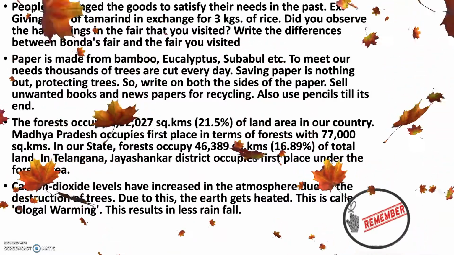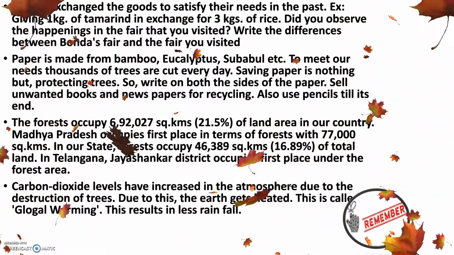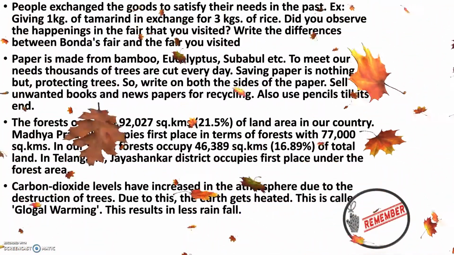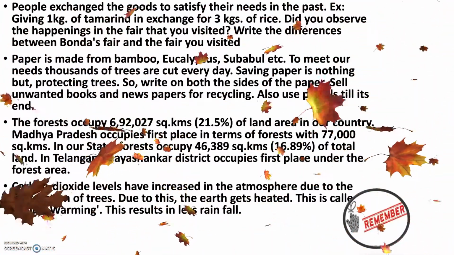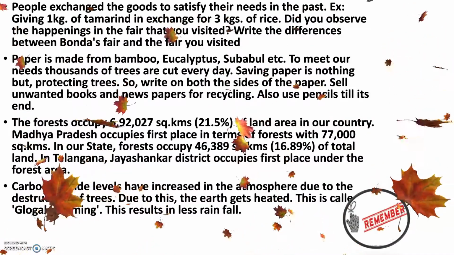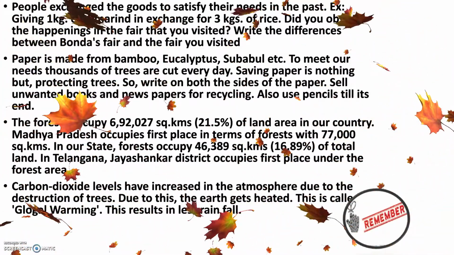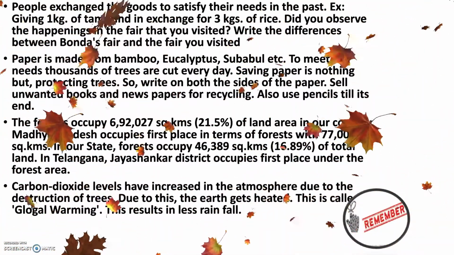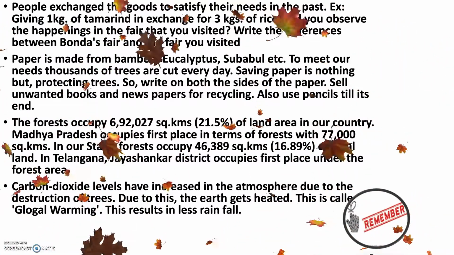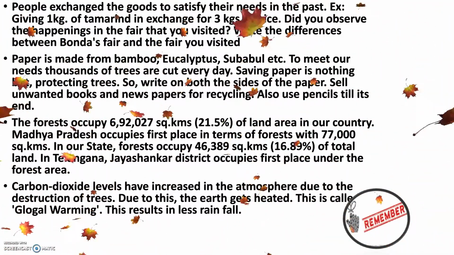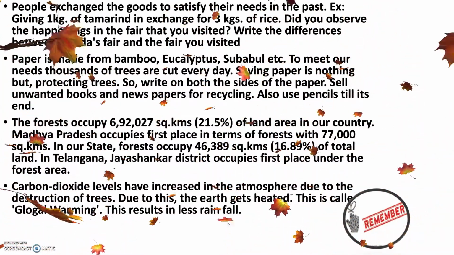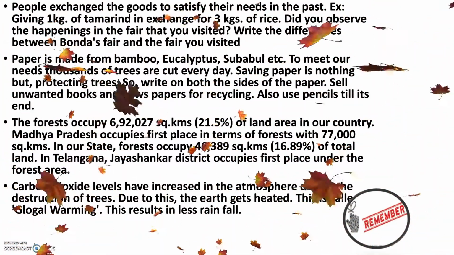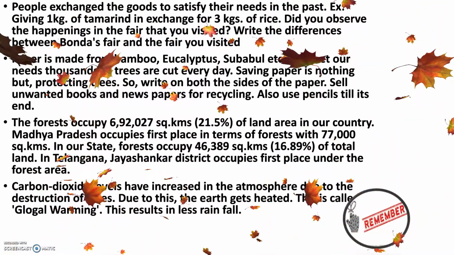And next, paper is made from bamboo, eucalyptus, subabul trees, etc. We know how paper is made. We are writing on papers. We are preparing textbooks by using some trees, especially bamboos, eucalyptus, subabul trees, etc. To meet our needs, thousands of trees are cut every day.